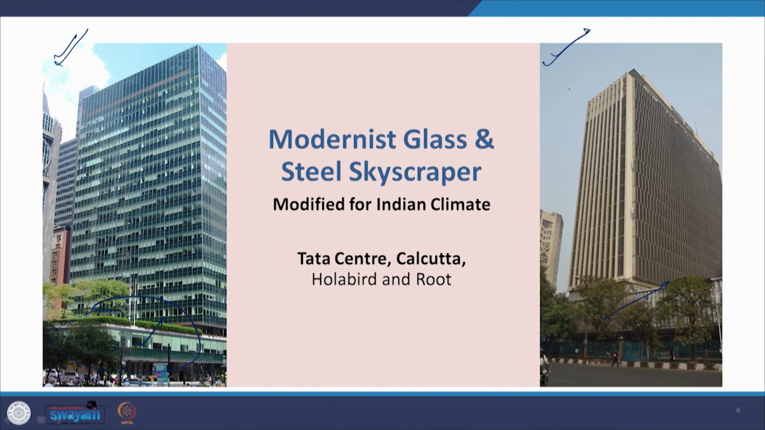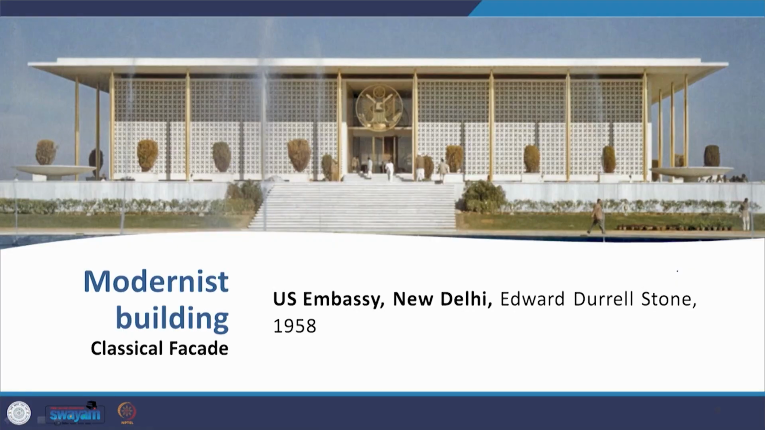So it has these vertical fins or louvers on this facade, so that direct sun does not impinge on the facade. So the modification happened in a modernist glass and steel skyscraper, to adapt it to the Indian conditions. Also, this is not in steel but in RCC frame. Now coming to the US Embassy building by Edward Durrell Stone, it was a modernist building in a kind of classical geometry.